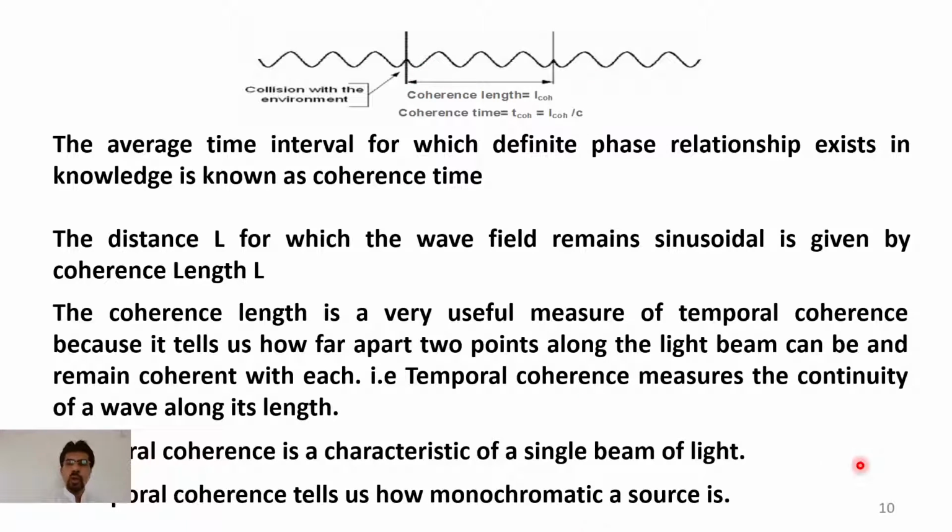That is, the temporal coherence measures the continuity of the wave along its length. The temporal coherence is a characteristic of a single beam of light, and it tells us how monochromatic the source is. That means during the interval between the two collisions, it will remain coherent.